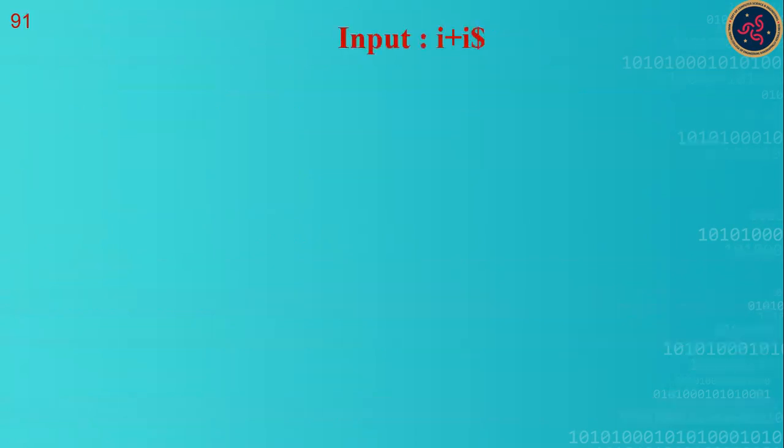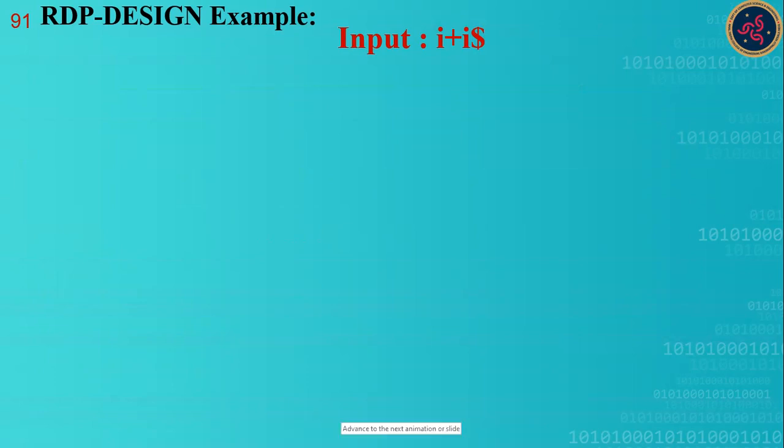Okay, so we can consider an example. Here we are asked to design an RDP, that is a recursive descent parser, for the input string id plus id followed by a dollar symbol.